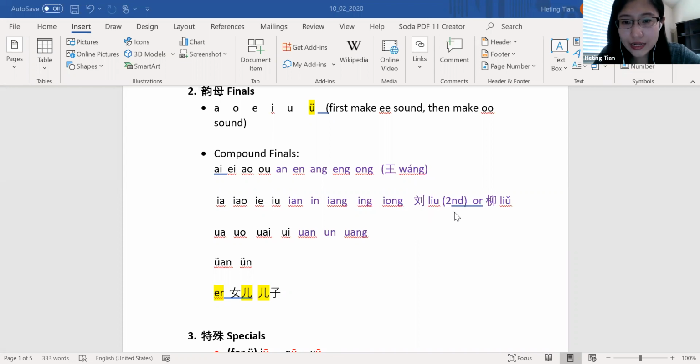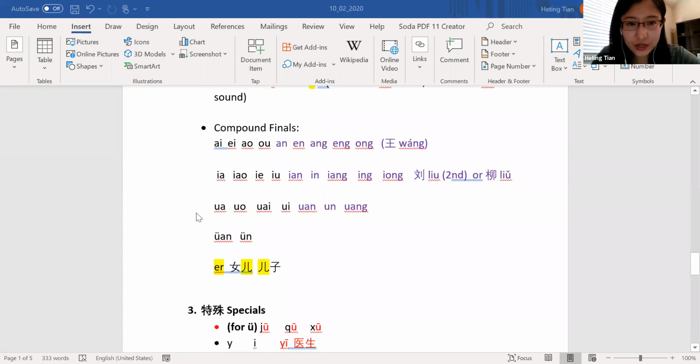i u 流, or i u third tone 柳. Look at my head. When I see the third tone, I will have 柳, because in this position my head will help me to pronounce the third tone 柳. Okay, next one is 乌 啊 哇 wo, wai, wan, wen, wang.